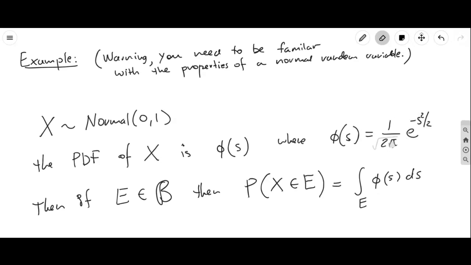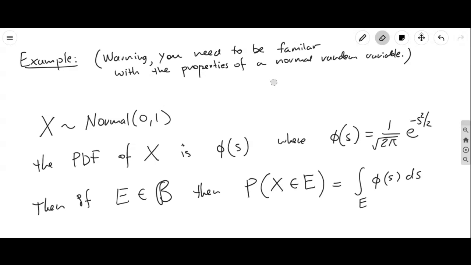I know that it's very mysterious. It's unclear where this even comes from. Like, did people just randomly make it up, or did they have some motivation that led to it? And of course, there was motivation that led to such a function, and we'll see later on where it comes from. But that's what it means to be a normal 0-1 random variable.